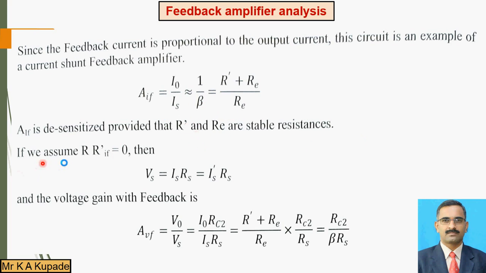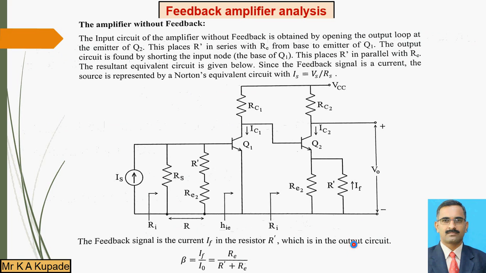So if we assume that RI is equal to 0, then this is equal to IS into RS, that is equal to I dash upon R dash into R. And the voltage gain of the feedback is calculated using the relation AVF is equal to V naught upon VS, which, considering all the other parameters, finally gives this particular beta relation. So this is the second.